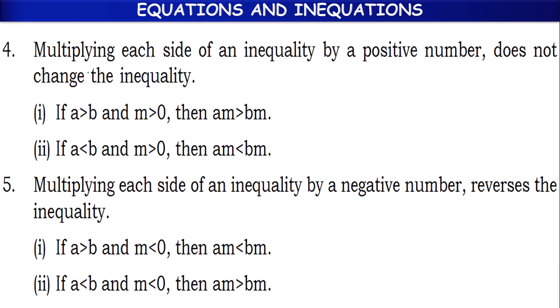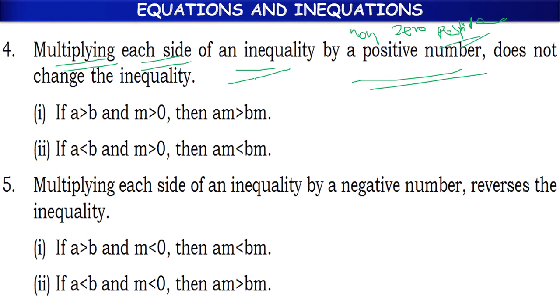In the same way children, multiplying each side of an inequality by a positive number, a non-zero positive number, because while multiplying with 0, the total value will become 0. So that's why we consider only positive numbers. Anyway, 0 is not positive. So that's why they have mentioned only positive numbers. So multiplying the inequality by a positive number does not change the inequality.